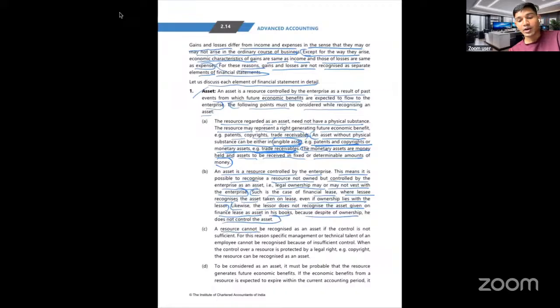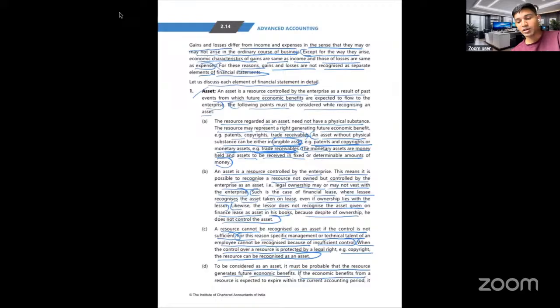The resource cannot be recognized as an asset if the control is not sufficient. For this reason, specific management or technical talent of an employee cannot be recognized because of insufficient control. When the control over the resources is protected by a legal right, for example copyright, the resources can be recognized as an asset. To be considered as an asset, it must be probable that the resource generates future economic benefits.